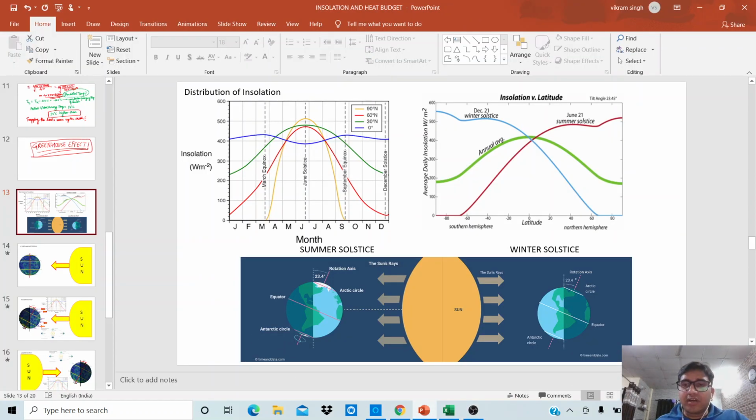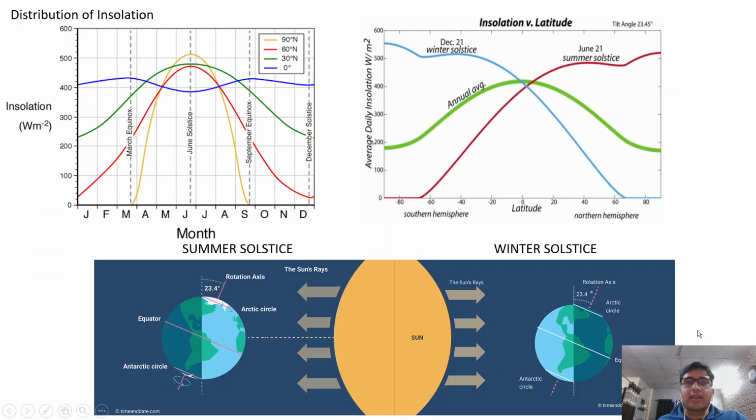So in the last part we had seen the calculation of solar constant, the predicted temperature of the earth, the actual temperature of the earth, and we proved how the greenhouse effect is important for us. Now that we were doing the studies on insolation and heat budget, let us start today with the distribution of insolation.